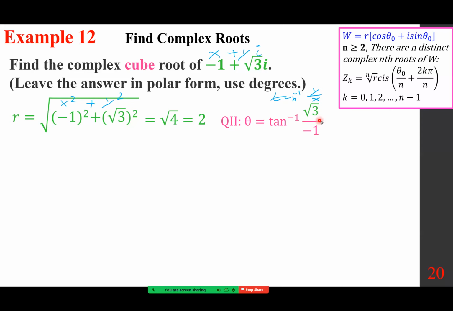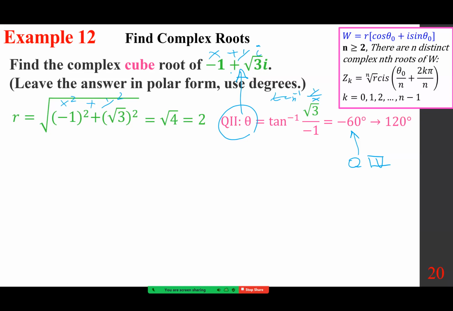This is negative square root of 3. If it were positive, it would give us 60 degrees. Because it's negative, it gives us negative 60 degrees. However, if you look at this one, negative 60 is in quadrant 4, everybody. But this is in quadrant 2.